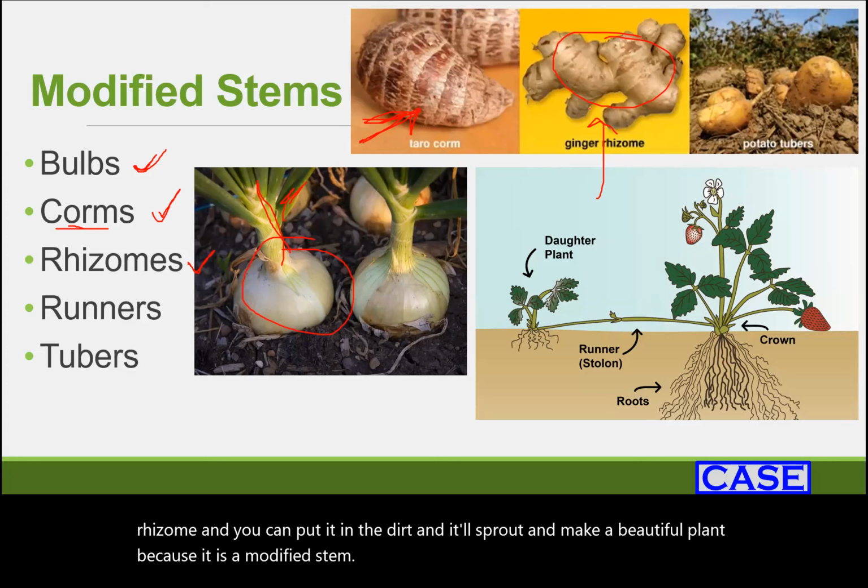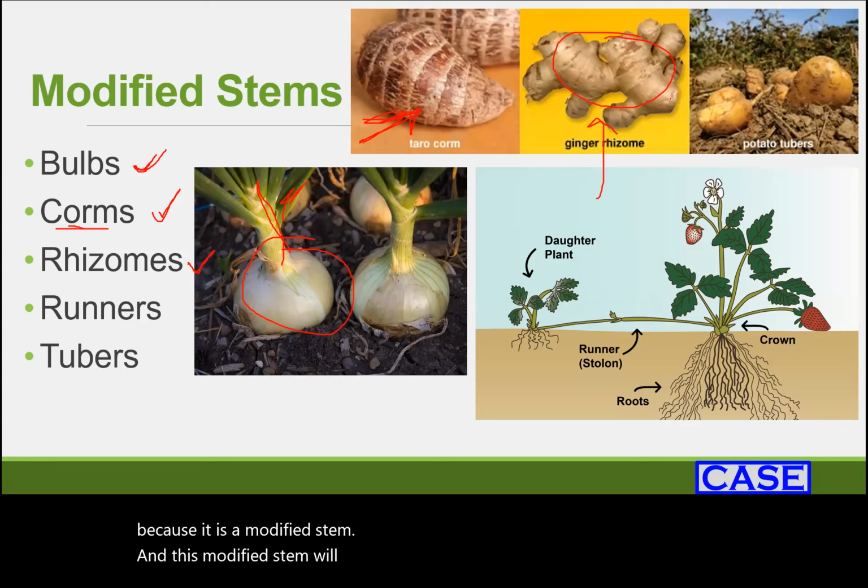And this modified stem will branch out underneath the soil, and that's part of the way that it'll make more ginger plants.